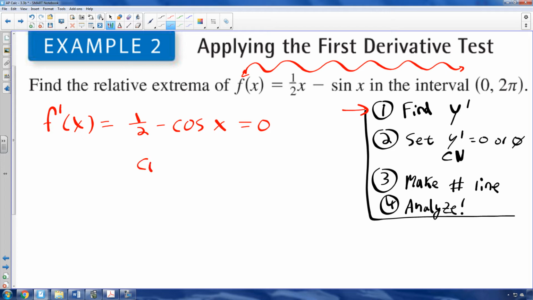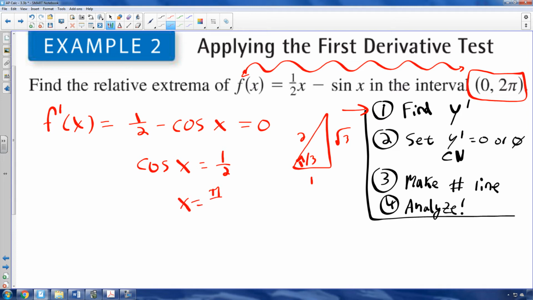But it does equal 0 sometimes. We need to know when cosine of x is equal to 1/2. They gave us an interval here, 0 to 2 pi, so we really just need one rotation where cosine of x is equal to 1/2. Cosine is adjacent over hypotenuse, so we probably want this triangle here, which is pi over 3. So x is going to equal pi over 3. That's one answer.